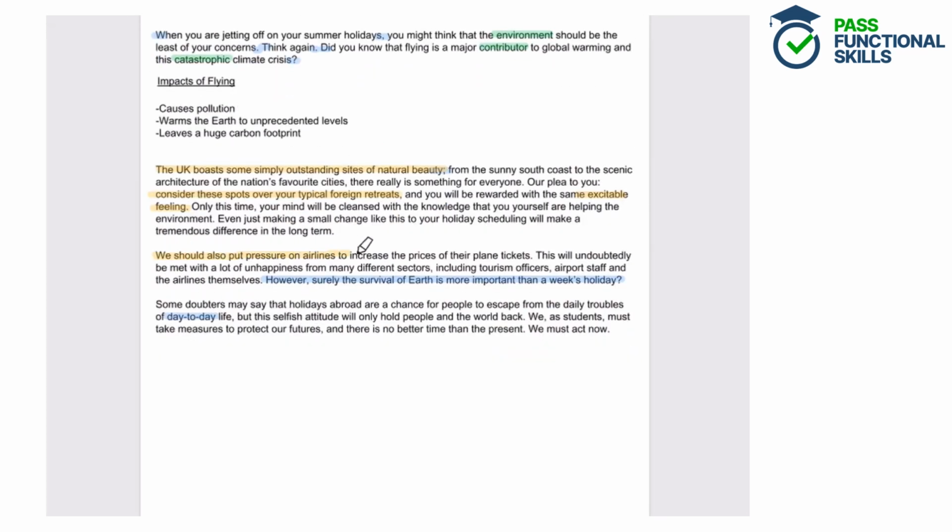They've said we should also put pressure on airlines to increase the prices of their plane tickets. And then they've gone into detail explaining the reasons for this, saying that even though different sectors will be unhappy about this, the earth is more important.